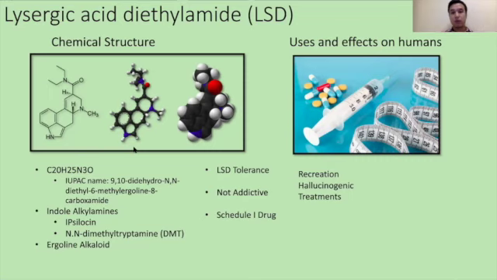And for those of you who are wondering, LSD's IUPAC name is 9,10-didehydro-N,N-diethyl-6-methylergoline-8-carboxamide. So try to say that 5 times fast. So essentially, lysergic acid diethylamide is an ergoline alkaloid, which means that its structural skeleton is contained in a variety of alkaloids referred to as ergoline.